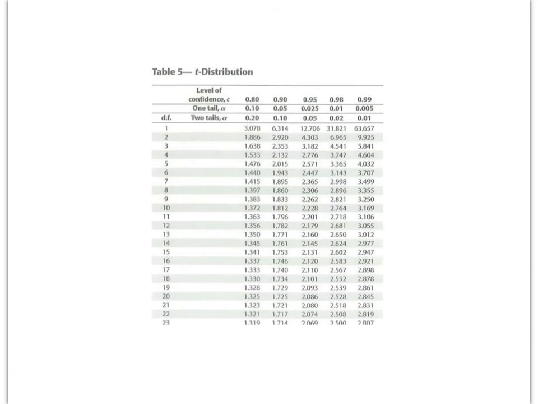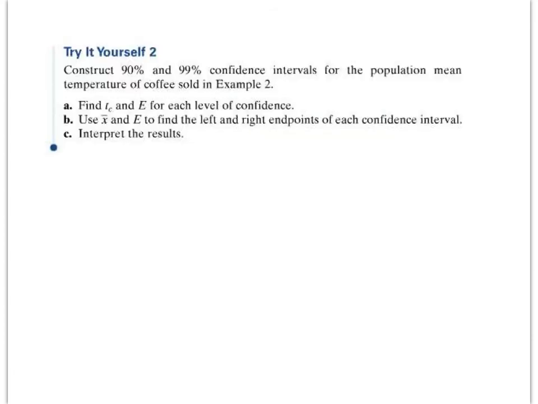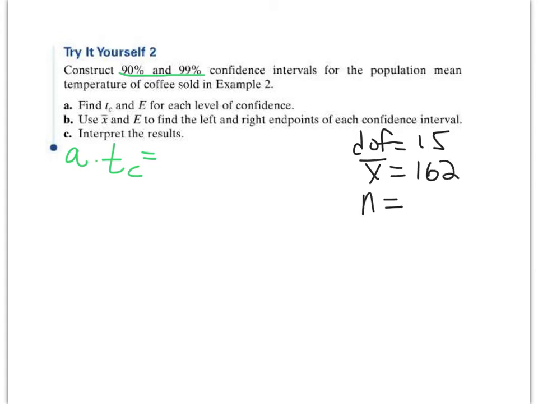Here's another table that I provided you. Keep it handy. We're going to construct a 90% and a 99% confidence interval for the population mean temperature of coffee sold in example 2. The first thing we have to do is find t sub c for each of them. Let's define our variables first. Our degrees of freedom equal 15, our x bar is 162, our n equals 16, and our sample standard deviation equals 10. I think we have everything.